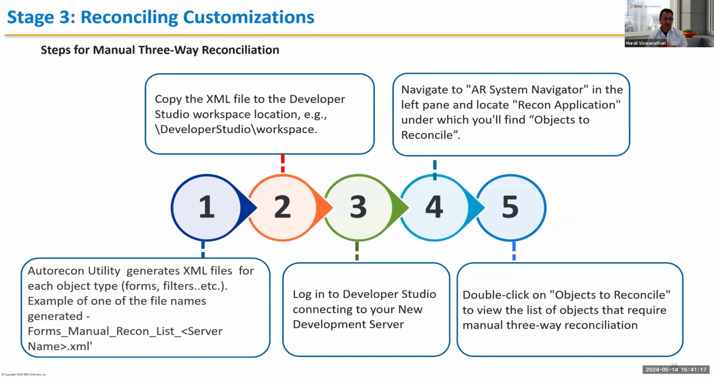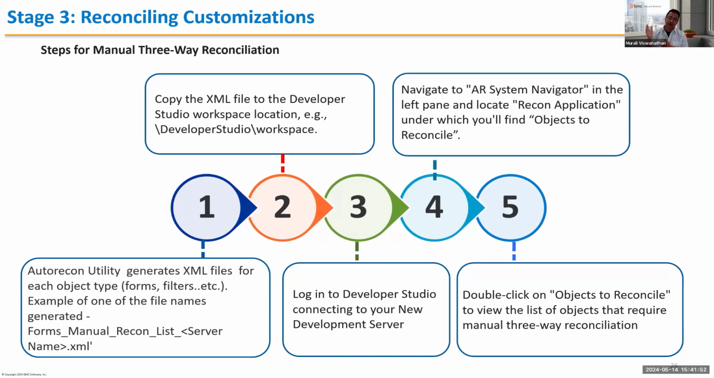If you see, the auto recon generates an XML file, covering each object. What you need to do is copy that file and place it in the workspace folder, and then log in to Developer Studio. Once you log in, you'll see something called Recon Application on the left-hand panel. Once you click that, you will automatically see all the objects from the XML for the different object types, like forms, filters, escalations, guides and so on. So you'll see the list of the objects which you need to reconcile manually.